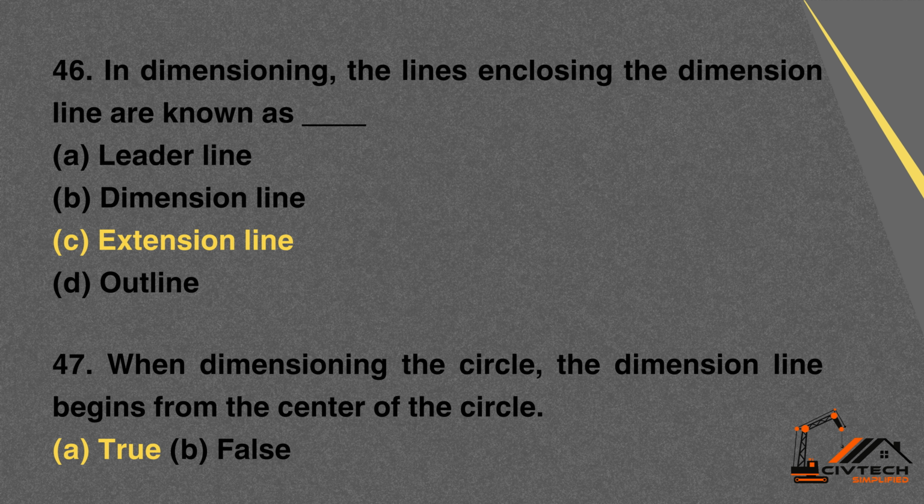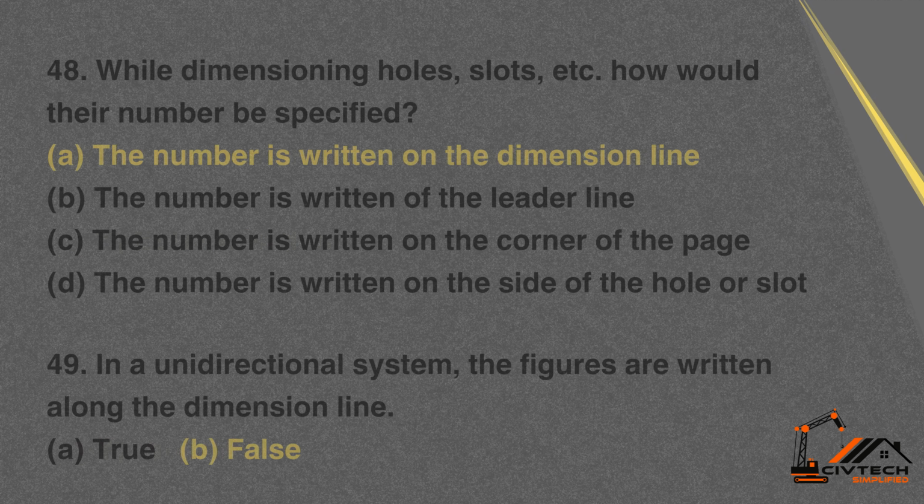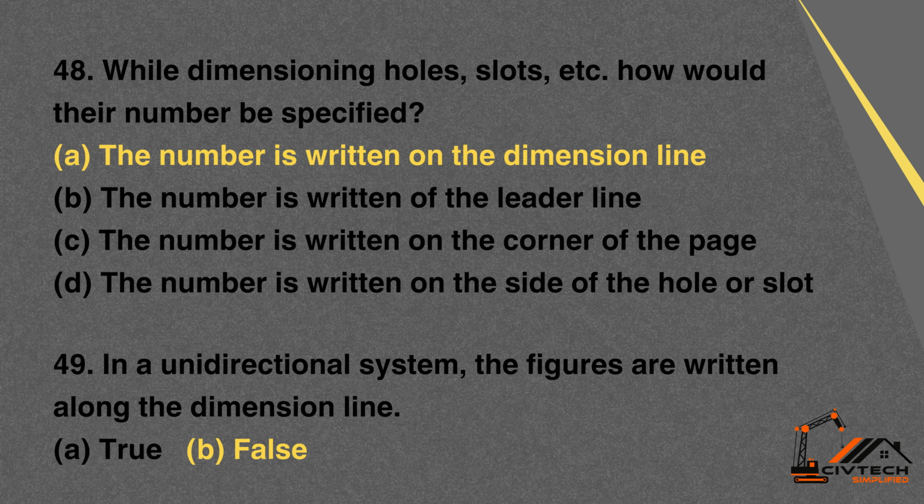47. When dimensioning the circle, the dimension line begins from the center of the circle. A. True. B. False. Correct option, A. True.